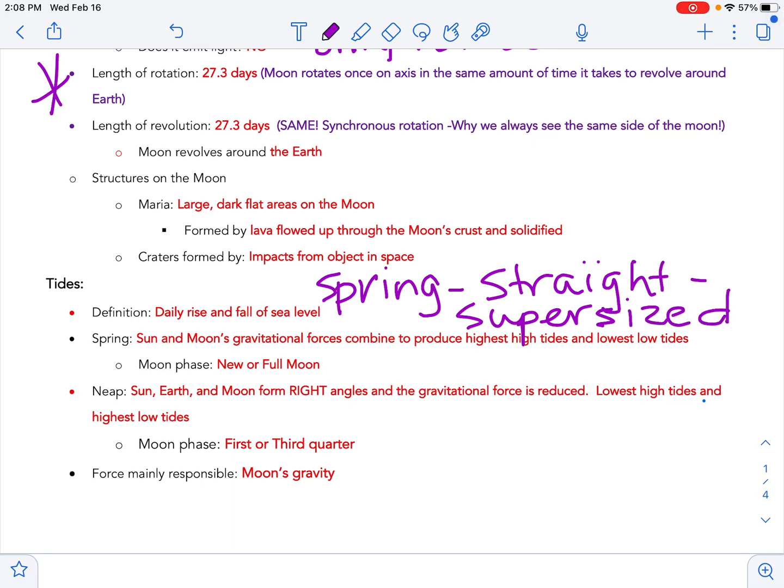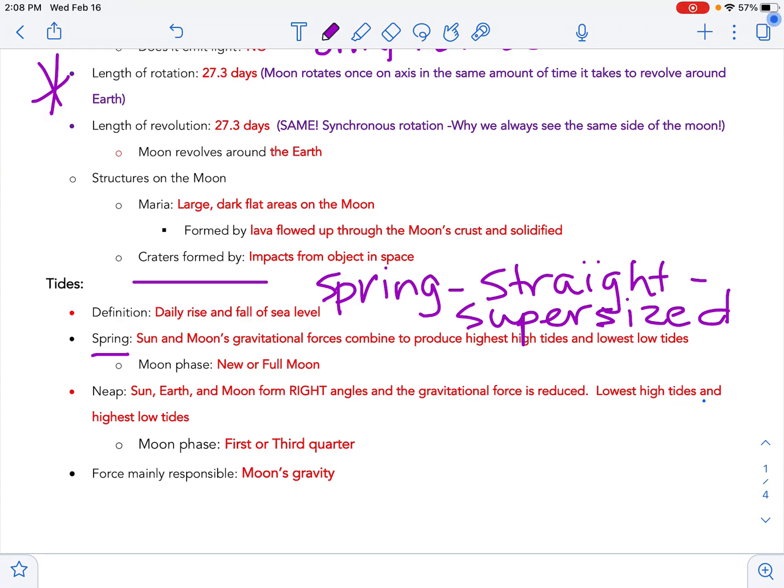So we have the sun and the moon and the earth. That would be the position for a new moon. And then we have the sun and the earth and the moon. That would be the position for a full moon. But bottom line, they are all in a straight line with each other. That is a spring tide.